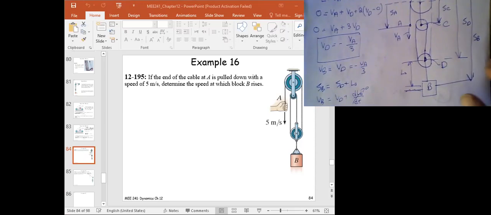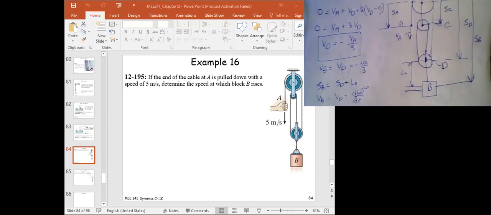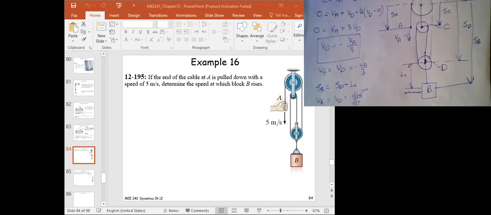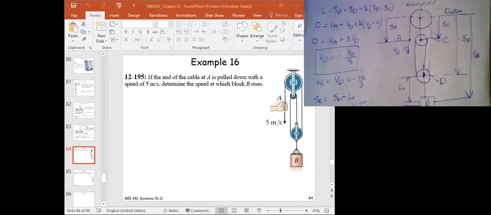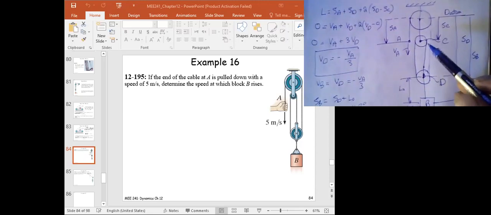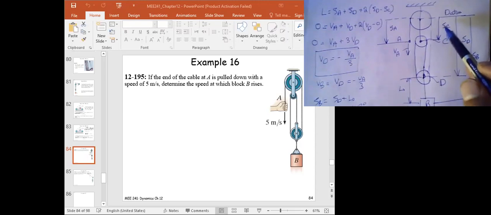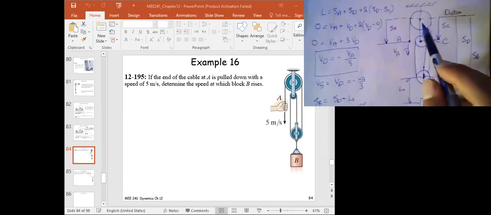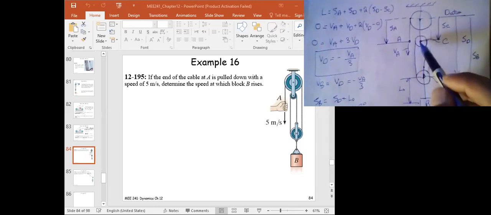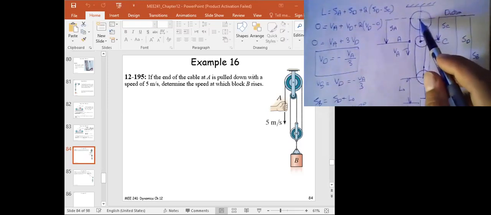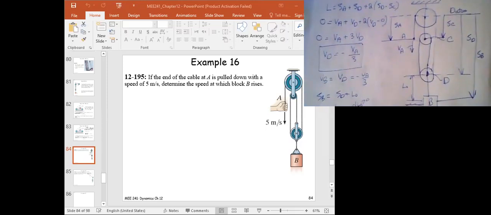Can you hear me? Yeah, go ahead. I'm asking why the derivative of SC is 0 in the equation 0 equals VA plus VD. SC is not 0, but the derivative of SC is 0 because this cable is not changing with time, right? This cable is not wound around any pulley. This cable is from the center of one pulley to the center of another pulley. Okay, thank you. So that length is not changing.